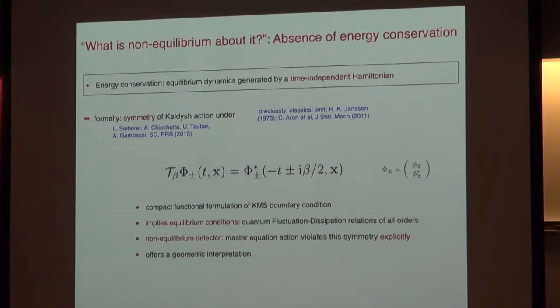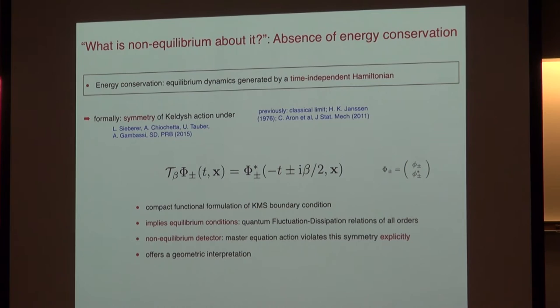If we now apply this symmetry to your Keldysh action for the Markov master equation that I was pointing to, you find it's violated explicitly. And this is how the microscopic quick driving, a time-dependent Hamiltonian, where you can't define an energy, translates into the absence of the symmetry at low energies where this master equation is valid.